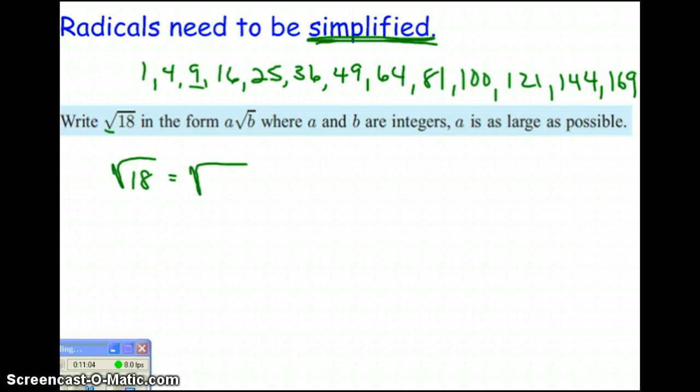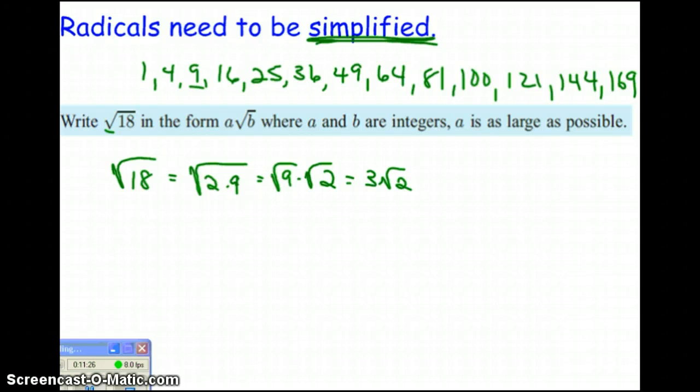9. Isn't that 2 times 9? Alright, so we know that 2 times 9 is 18. Now what happens is you break it into parts. The square root of 9 times the square root of 2. What's the square root of 9? 3. So really we have 3 square roots of 2.